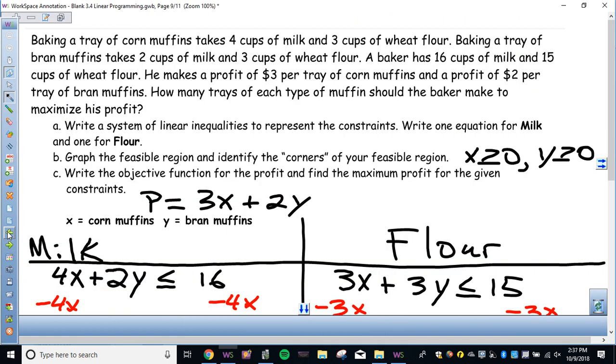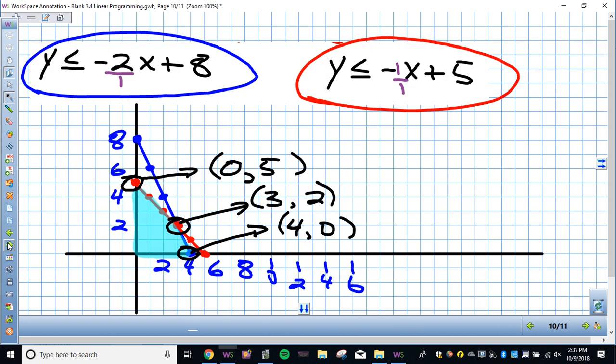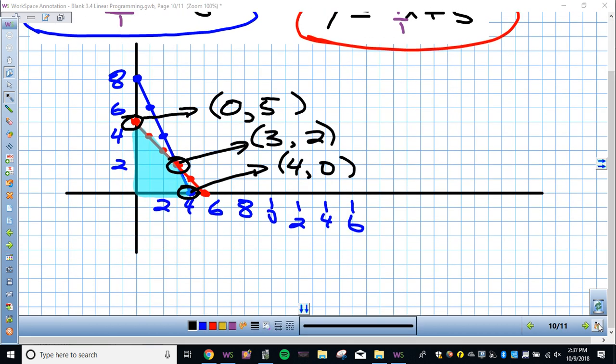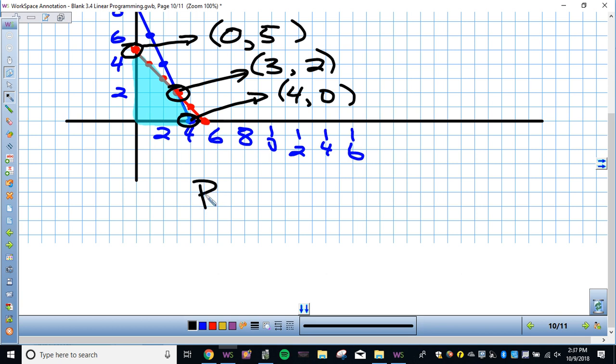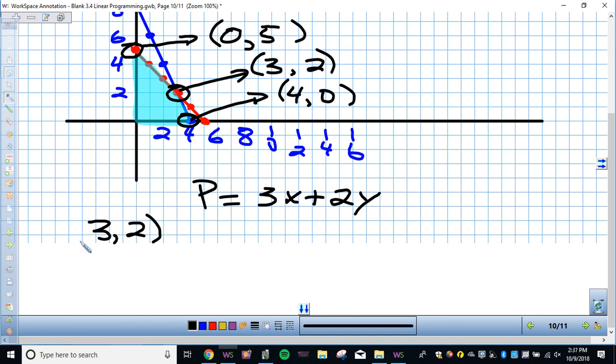And then our objective function was 3x plus 2y. What do you think the answer is going to be? 3, 2? I agree. 4, 0 is close, but 3, 2 wins. Just again, good idea to think about the answer before you begin, so if you get some really strange answer, you can figure out what's going on.